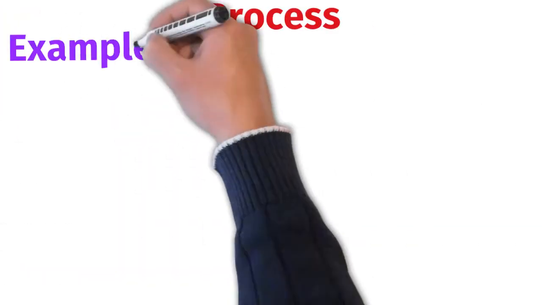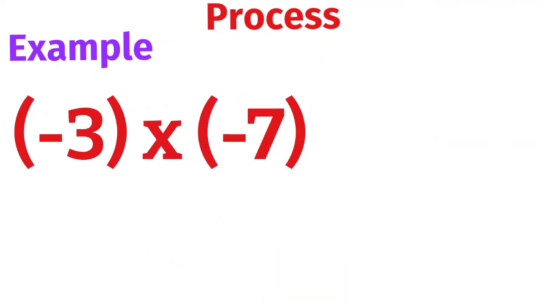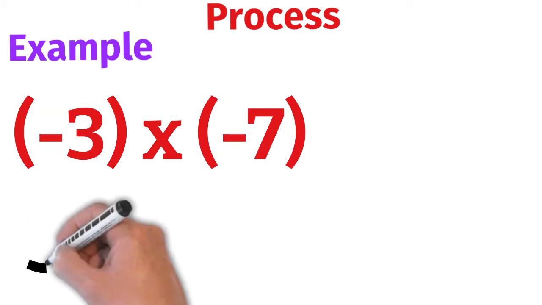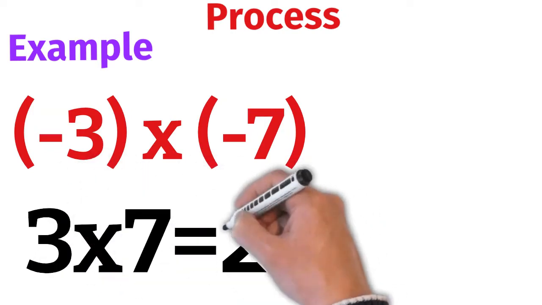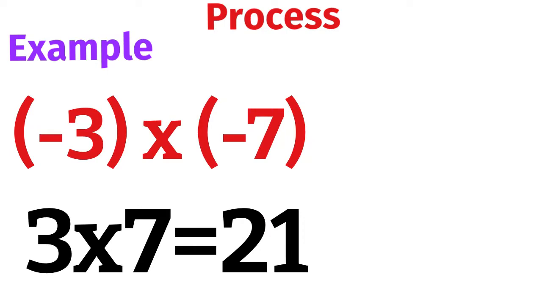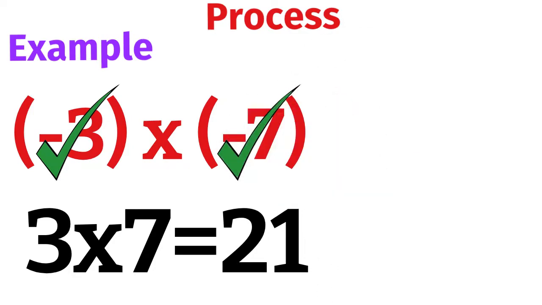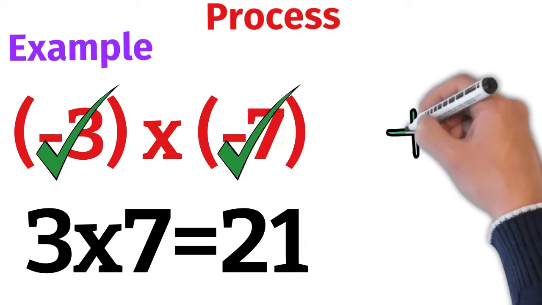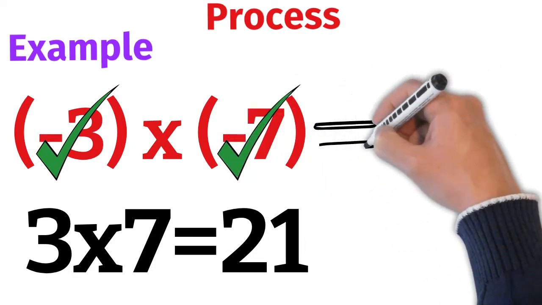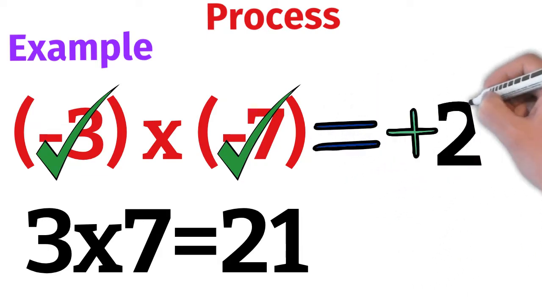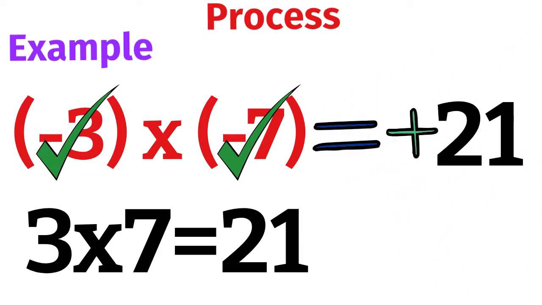For example, -3 into -7. In step 1, we will multiply -3 and -7 without sign, that is as whole numbers 3 and 7. Now 3 multiplied by 7 equal to 21. Next, as both the integers multiplied are negative, the product will be positive. Thus, -3 into -7 equal to +21 or simply 21.